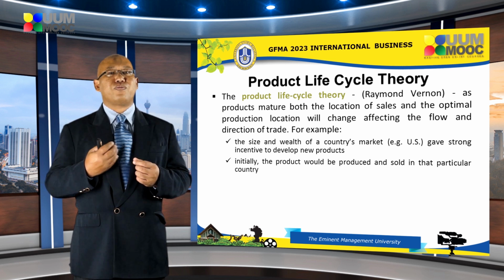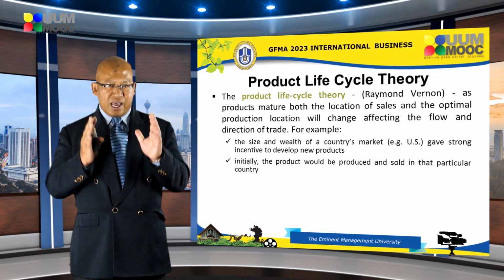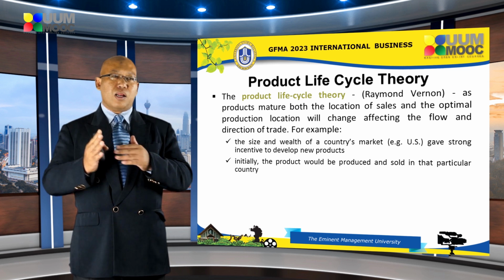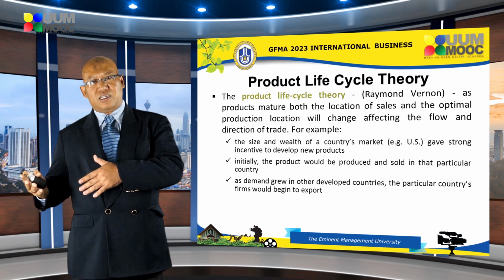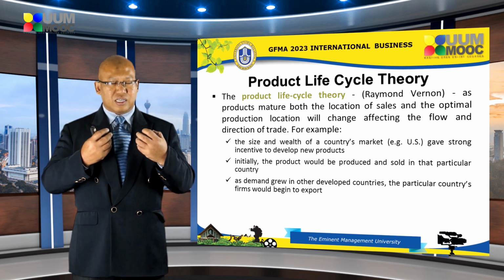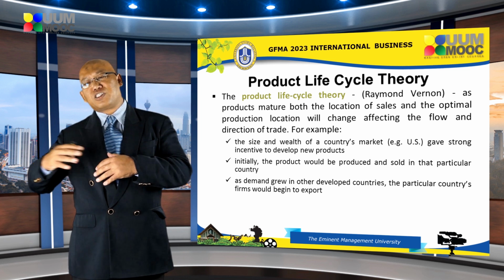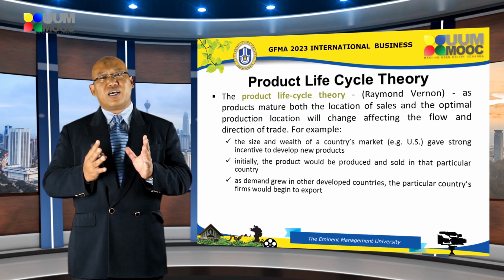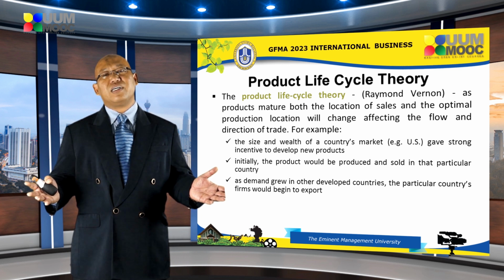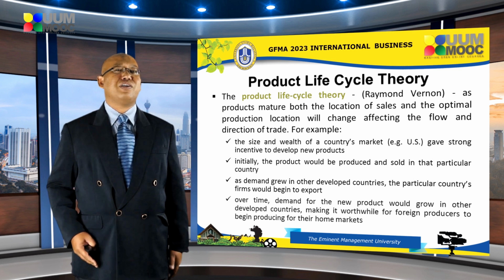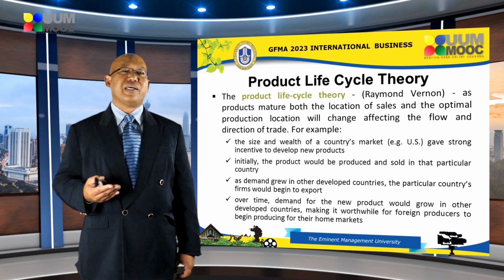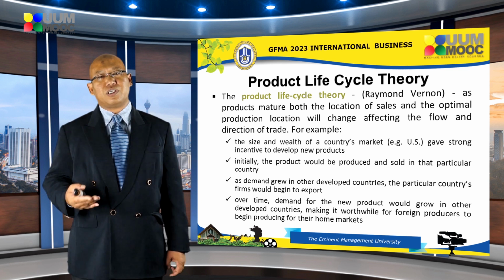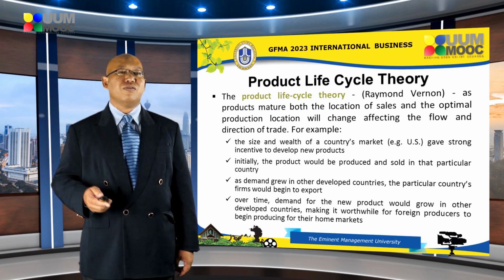Initially, the product would be produced and sold in that particular country. Later on, the demand grew in other developed countries, and the country will export their products that are accepted in their country. Demand for the new product would grow in advanced countries over time, making it worthwhile for foreign producers to begin producing for their home market.